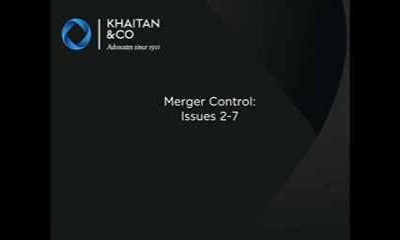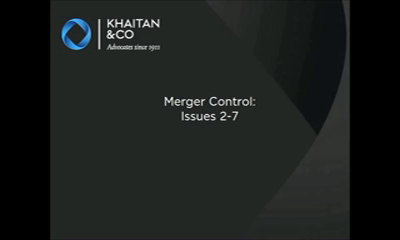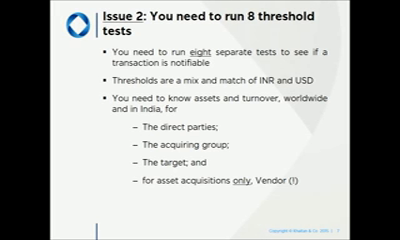Now, let's come to the merger control issues that you must know about India, and these are, in our presentation, issues 2 through 7. Our first major issue on merger control, which we have called issue number 2, is you need to run 8 threshold tests to determine whether a transaction is notifiable in India. And we're going to run through those very quickly, but in the interest of time, I'm not going to dwell too much on the specifics.